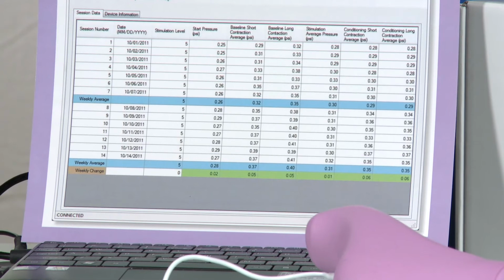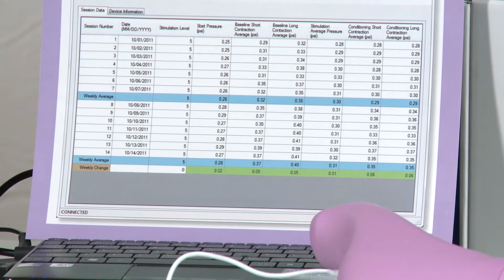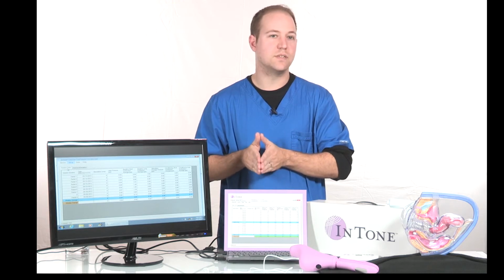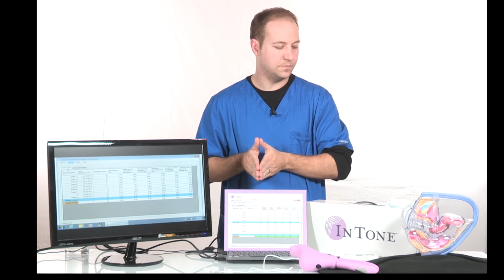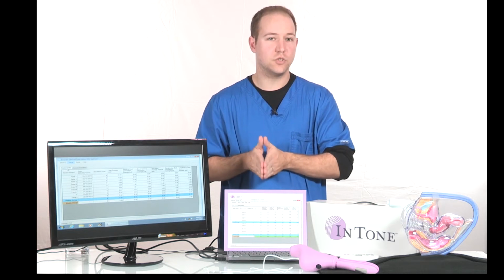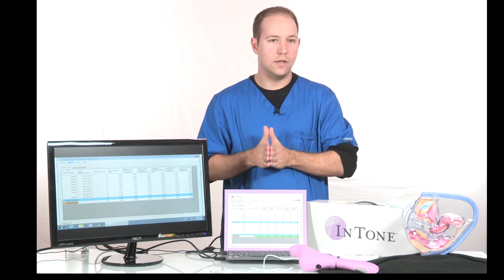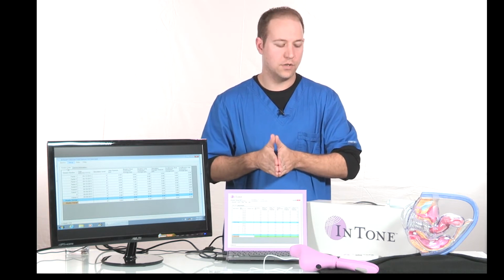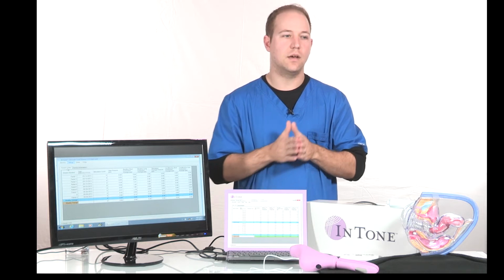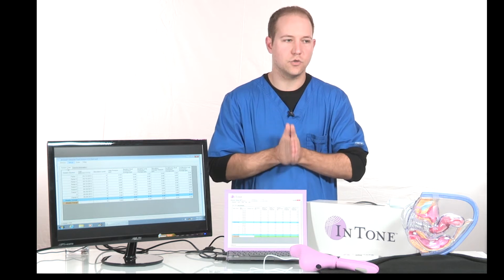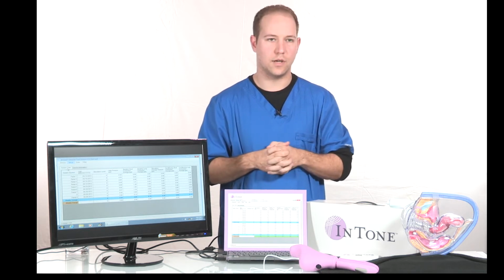At this point, you'll notice that you'll have the session numbers listed, so it will show every session that the patient completed, the date on which they completed the session, the stimulation level that was set at the time of the initial visit, the baseline start pressure, and then you will see 2 rows of their initial short contraction, long contraction, stimulation contraction, and then again the last 2 rows are the last 5 minutes of biofeedback, their initial short contraction, and then their initial long contraction.